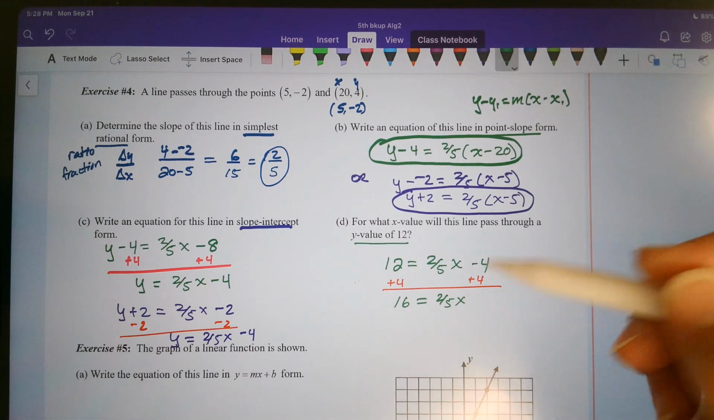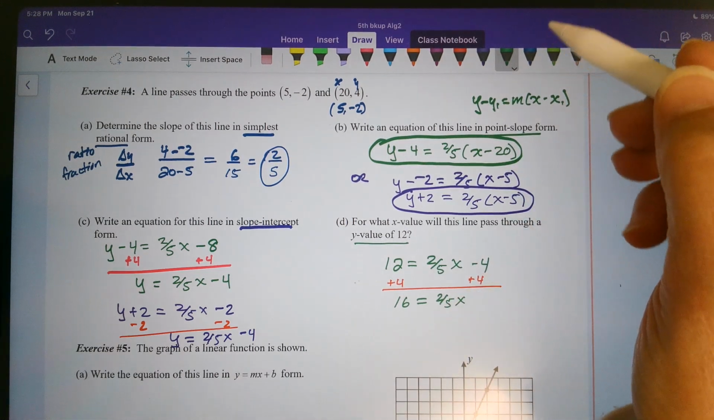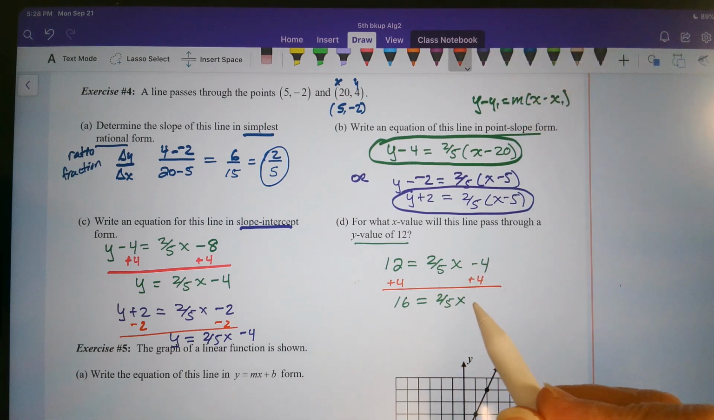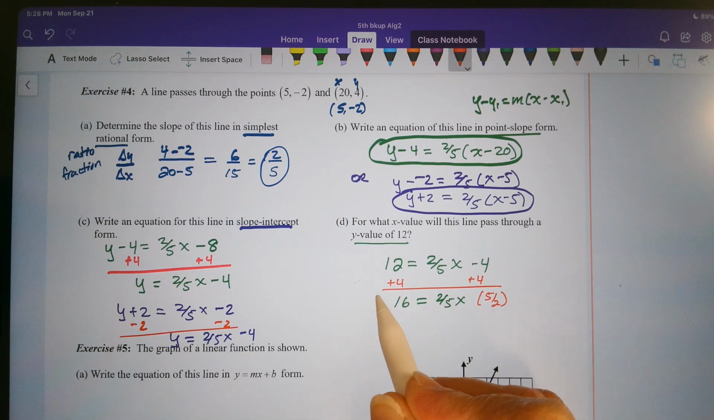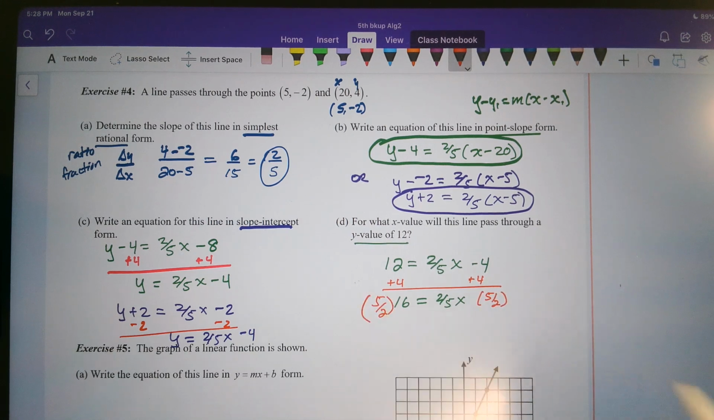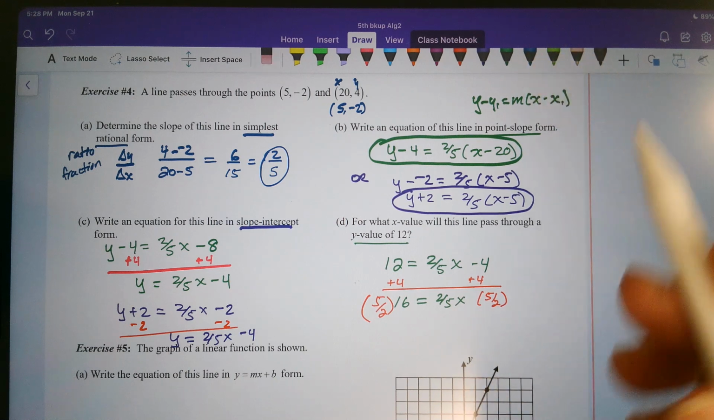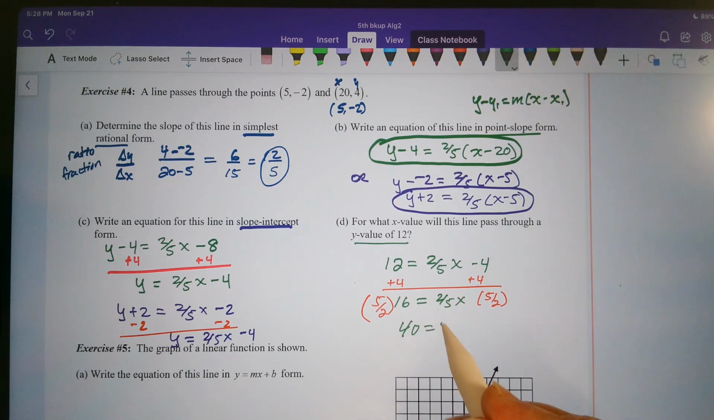2/5 times x. Yes, you could use a calculator and divide. Dividing by 2/5 though is the same as multiplying by the reciprocal. So I'm going to times by 5 over 2. Multiply both sides by 5 over 2. 16 times 5 over 2. That's 80 divided by 2 is 40. So 40 equals x. So an x value of 40.